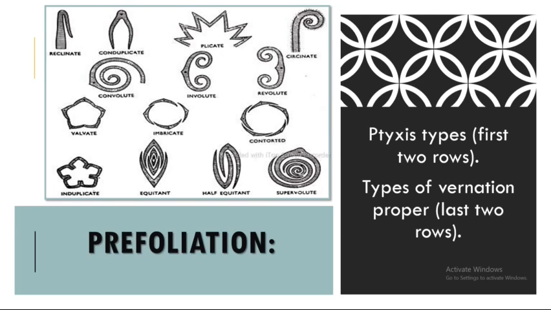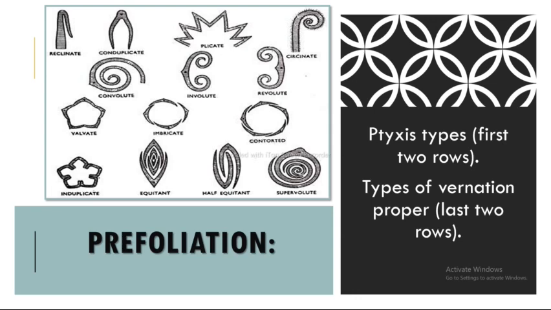And the next type of vernation is the equitant. In the case of equitant, the conduplicate leaves are placed face to face and one tip completely overlaps the other by both of its margins.